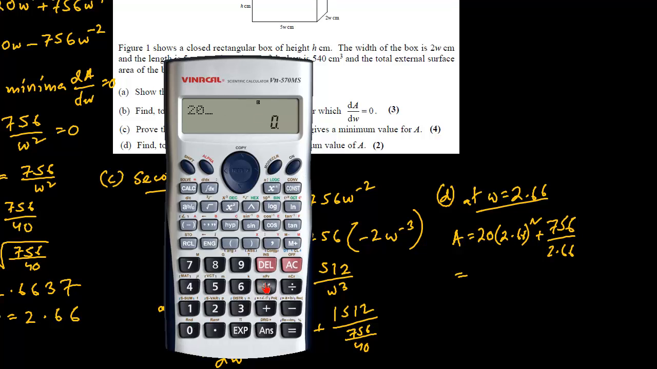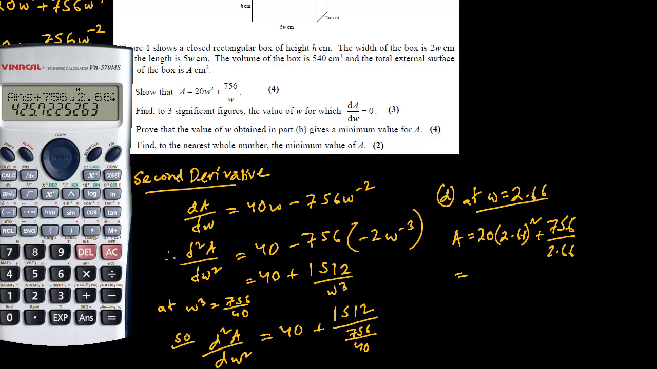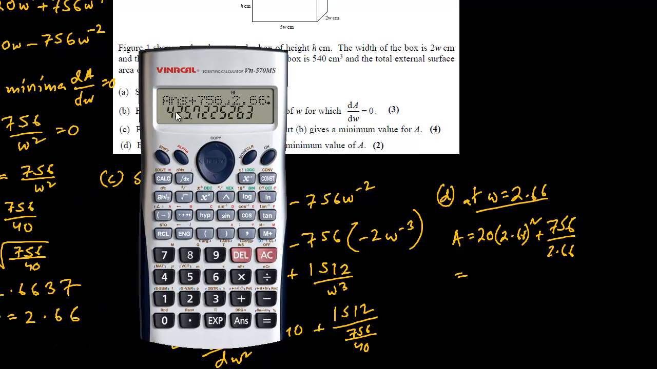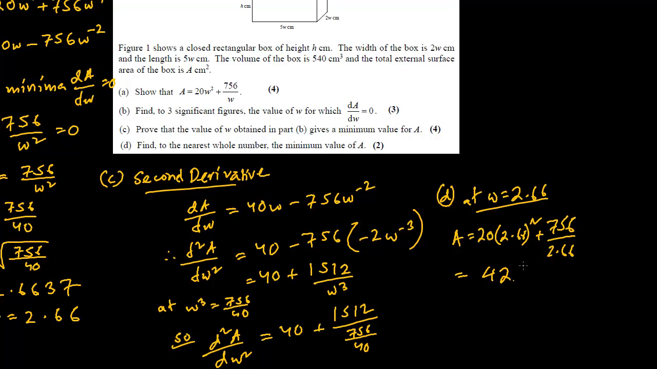20 into 2.66 squared plus 756 divided by 2.66. So this turns out to be 425.7, but the answer has to be in the nearest whole number, so we can write 426. So 426, that is the answer, that is the minimum value of A.